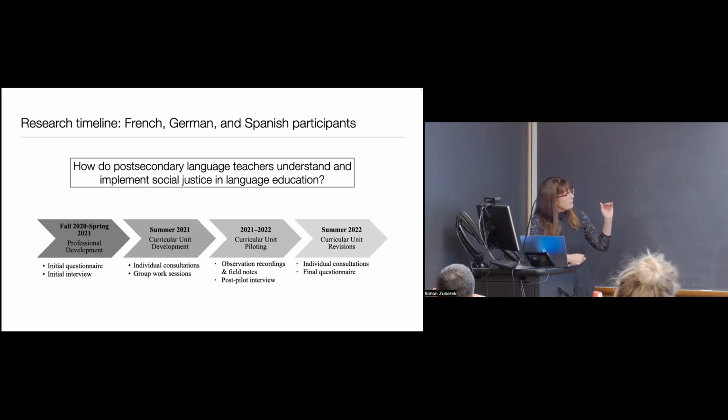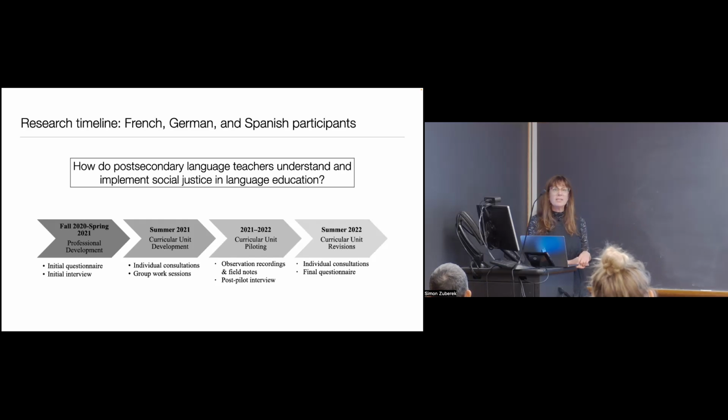And so in late fall, when we began the professional development, we had participants complete an initial questionnaire that collected demographic information as well as information about their understanding of social justice, the way that they implement social justice in their language classrooms, as well as their identity in relation to social justice. We're doing another study on teacher identity as well. And then at the end of the professional development, so in late spring 2021, we conducted an initial interview to expand upon the responses from the questionnaire.